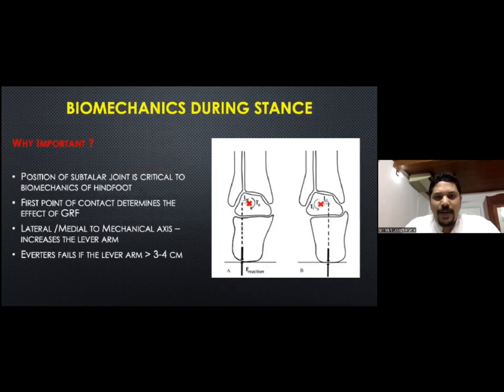So why is this important? Why is biomechanics important? Because the position of the subtalar joint is very critical to the biomechanics of the hindfoot. The first point of contact determines the effect of the gravitational reaction force. When the force becomes lateral or medial to the mechanical axis, this increases the lever arm, and the everters fail when the lever arm is more than 3 to 4 centimeters.